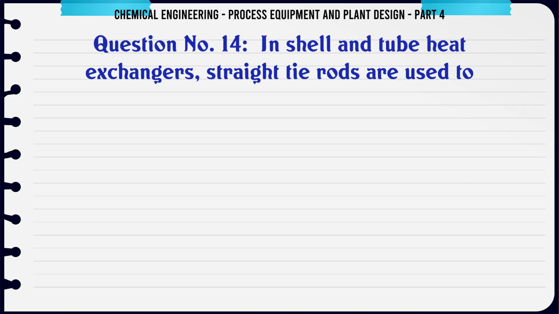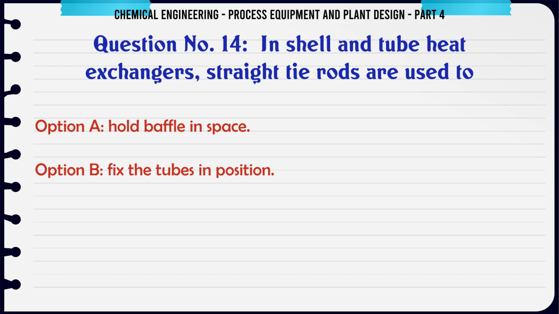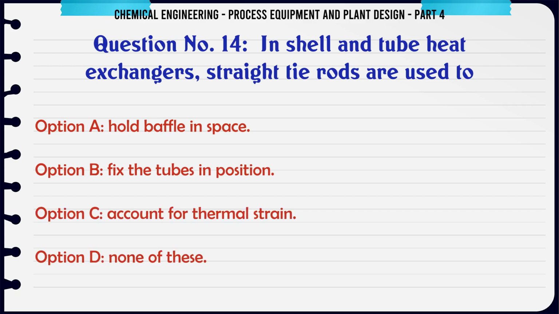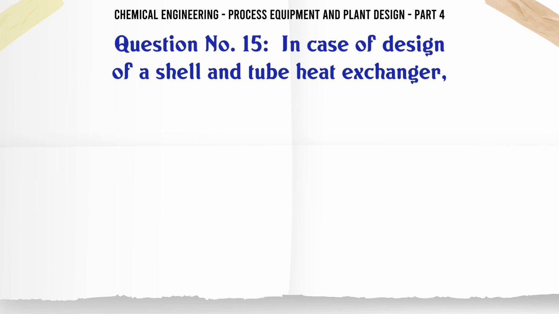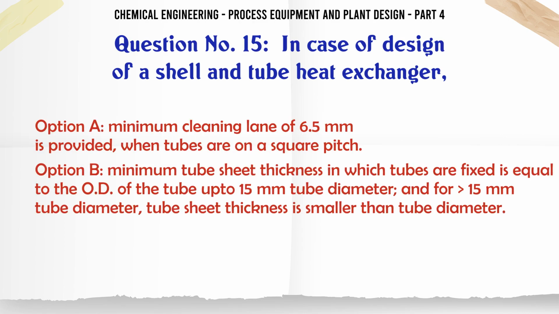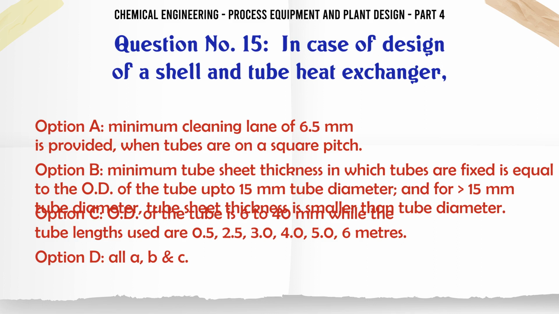In shell and tube heat exchangers, straight tie rods are used to: A) hold baffles in space, B) fix the tubes in position, C) account for thermal strain, D) none of these. The correct answer is hold baffles in space. In the design of a shell and tube heat exchanger, a minimum cleaning lane of 6.5 mm is provided when tubes are on a square pitch.